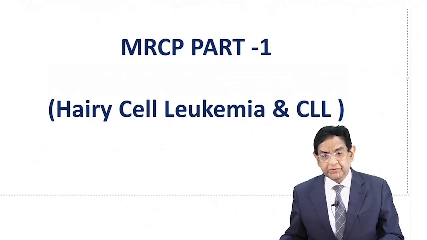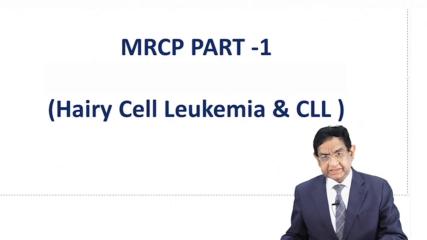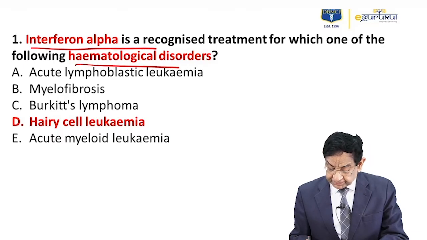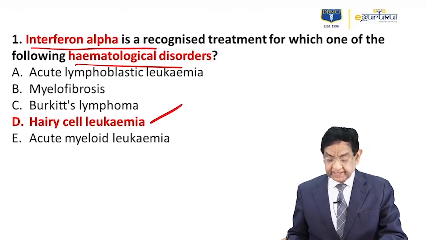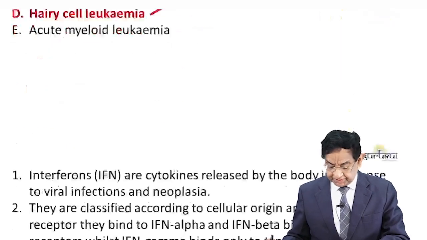Now I'll be talking to you regarding hairy cell leukemia and CLL. Interferon alpha is used for which? Answer is hairy cell leukemia. Let's learn more about this particular thing.